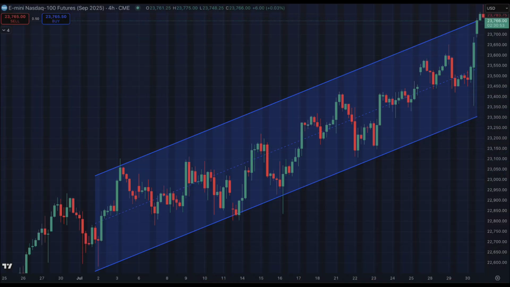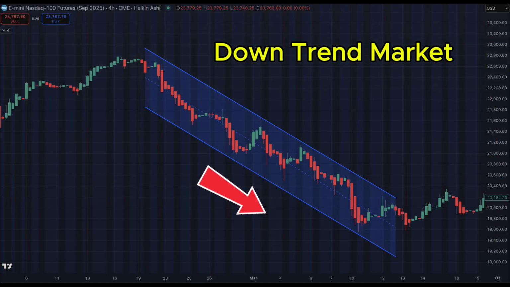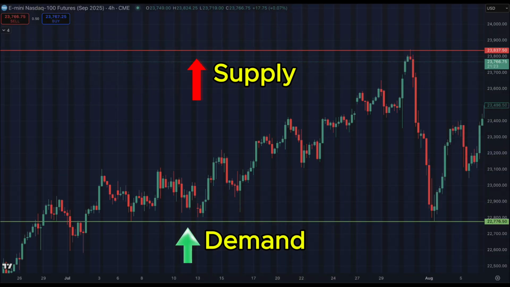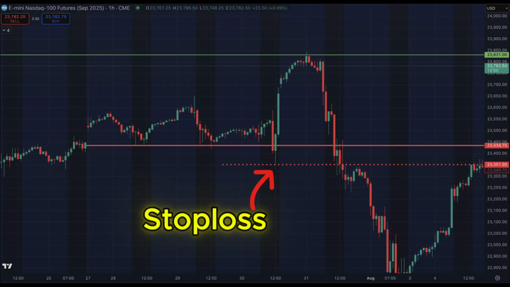To trade market structure like a pro, always align your trades with the dominant trend, seeking longs in uptrends and shorts in downtrends, and wait for price to retrace into key supply or demand zones rather than chasing moves. Enter only when you see clear confirmation signals, such as rejection candles or liquidity sweeps, while managing risk meticulously with well-placed stops and limited exposure per trade.